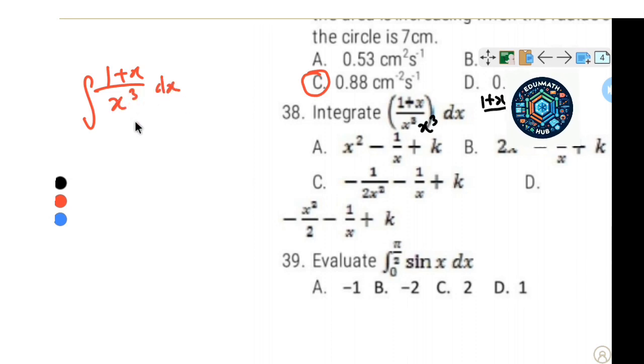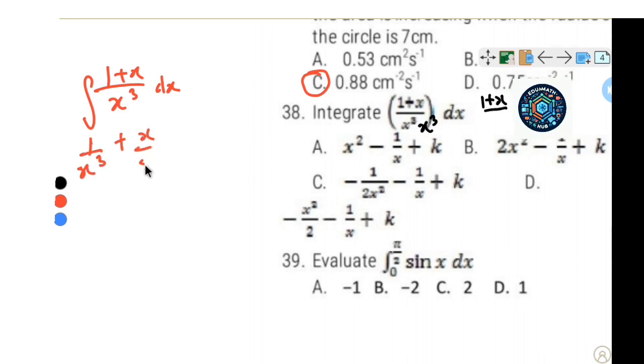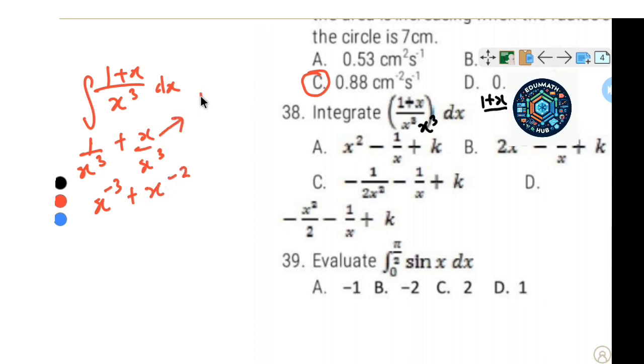So you break it down like this: 1 over x cubed plus x over x cubed. This is how you break it down. Then use indices. This 1 over x to the power 3 will be x to the power minus 3, plus x cancels x, this is x to the power 2. So this one becomes x to the power minus 2, because this one will be 1 over x squared. Then you can now convert it using indices. So this is what you are integrating.